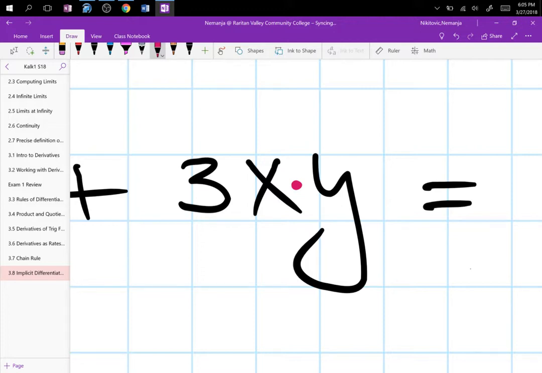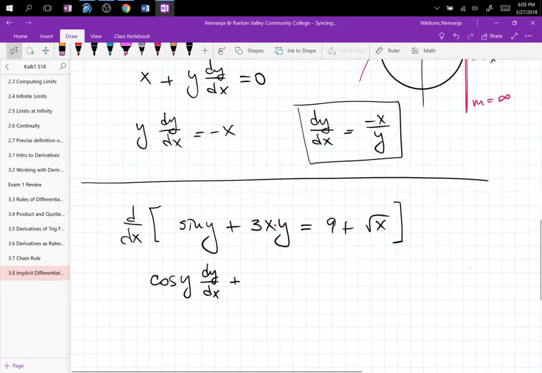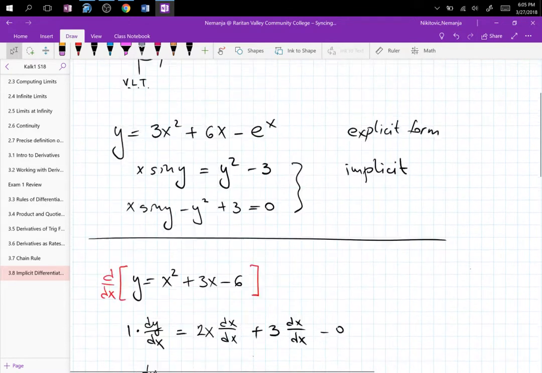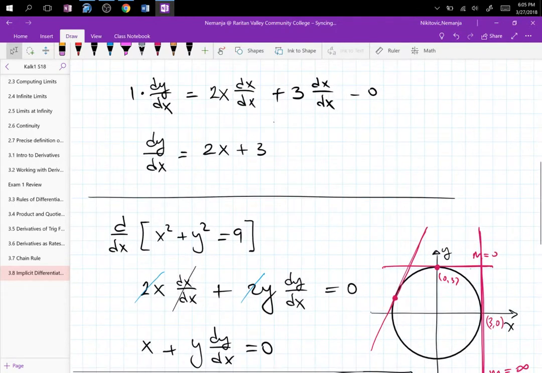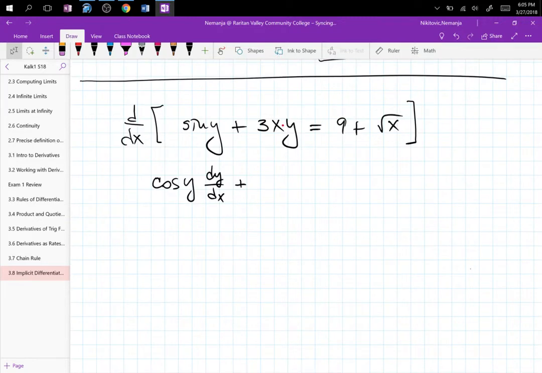What is that red dot over there? And what happens when we have a product? Product rule. Very good. So now that you know that the second term is product rule, go ahead, fix that. Probably the rest is just fine.